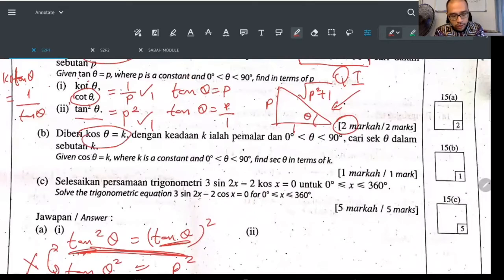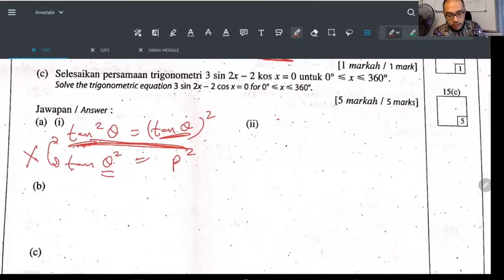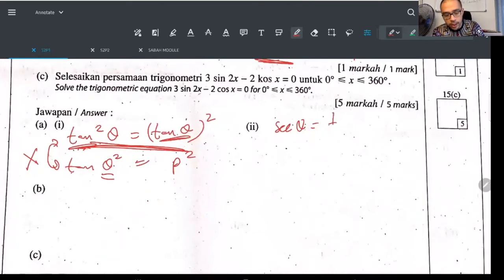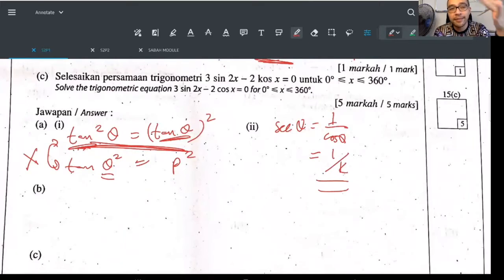Cos theta equals k, and this is in the first quadrant. Find secant theta. Cos theta and secant theta are good friends. Secant theta equals 1 over cos theta. So you get 1 over k. This is a no-brainer. You just have to know the relationship between sine, cos, tangent, secant, cosecant, and cotangent. The very basic six.